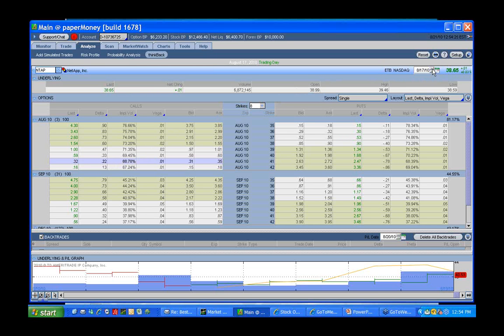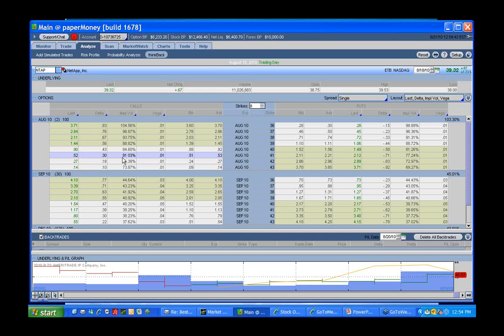Let's go to the day of the report. Here's the 18th. Whoa! Now our stock did go up about 50 cents or so, so we gained a little bit on the delta. But look at this, we're up to 52 cents. But look where the volatility went to, 81%.